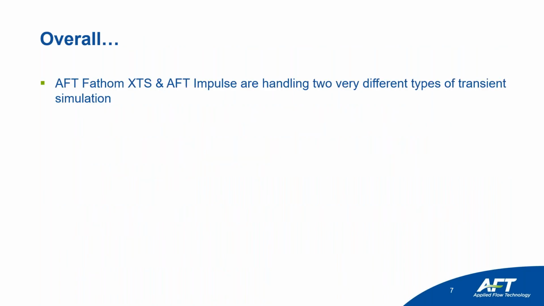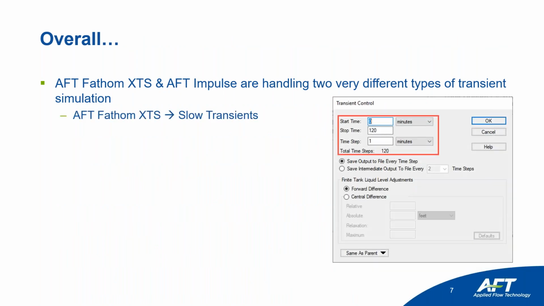So overall, AFT Fathom and AFT Impulse are two different ways of doing a transient simulation. Fathom XTS models slow transients, and as you can see here, this is a screenshot of the transient control window in Fathom XTS. This is where you specify your start time and your stop time. So for this particular screenshot, I am running the simulation for 120 minutes, 2 hours, and my time step is going to be 1 minute.